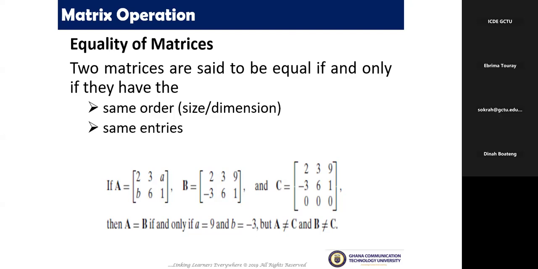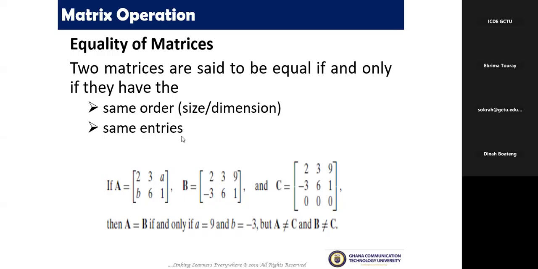So let's start with equality of matrices. Two matrices are said to be equal if and only if they have the same order or size or dimension, and also the same entries. So their size is the same, their dimension is the same, or their order is the same. Then their corresponding entries. What do I mean by corresponding entries? Corresponding entries are entries which are found in the same positions in both matrices.